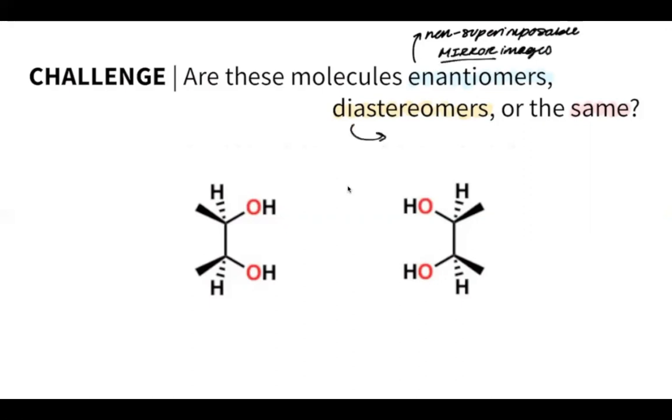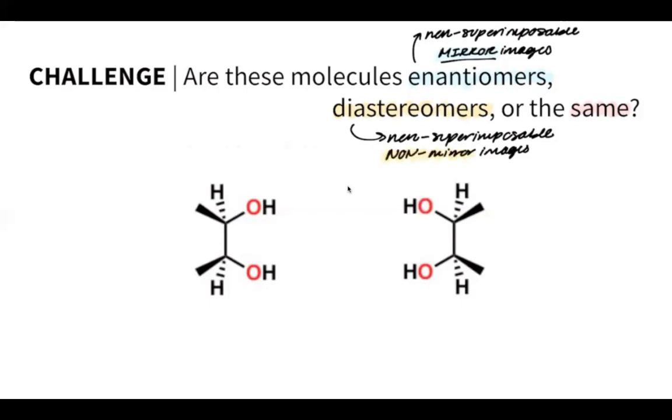Diastereomers are also going to be non-superimposable, but they're going to be non-mirror images. So that's generally the main way you're going to differentiate between enantiomers and diastereomers. A pair of enantiomers is going to be mirror images, a pair of diastereomers, non-mirror.